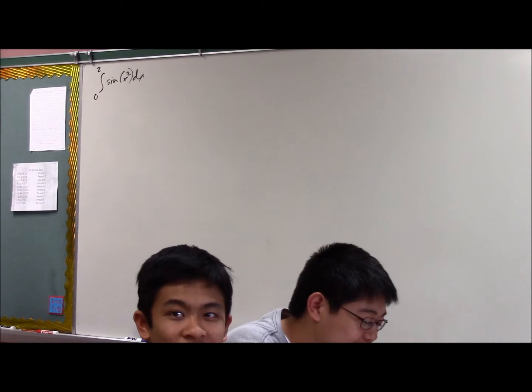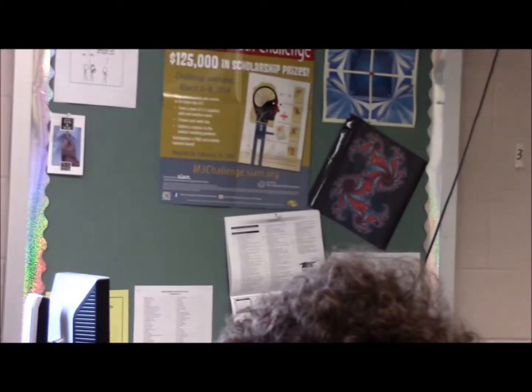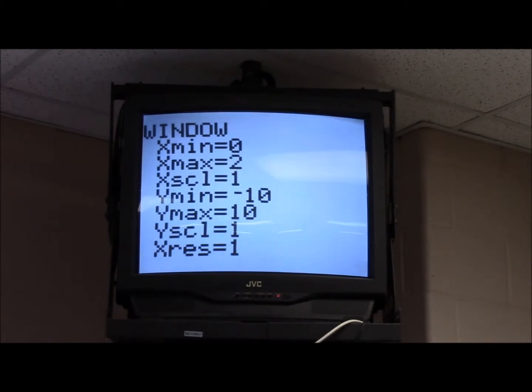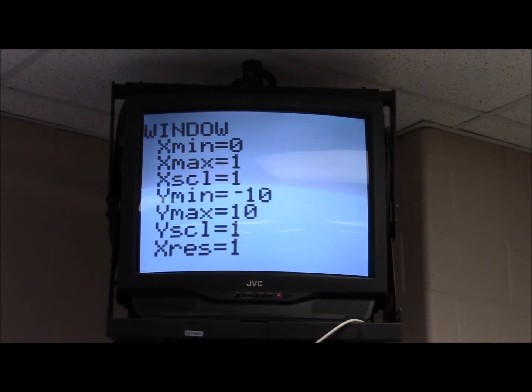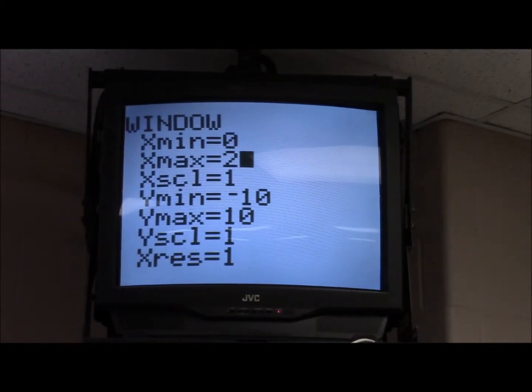Okay, bad window. Also bad window. Think about it. It's a sine function, right? So it's never going to be bigger than 1. Nope, but I still want to go from 0 to 2. But why? Why these minus?